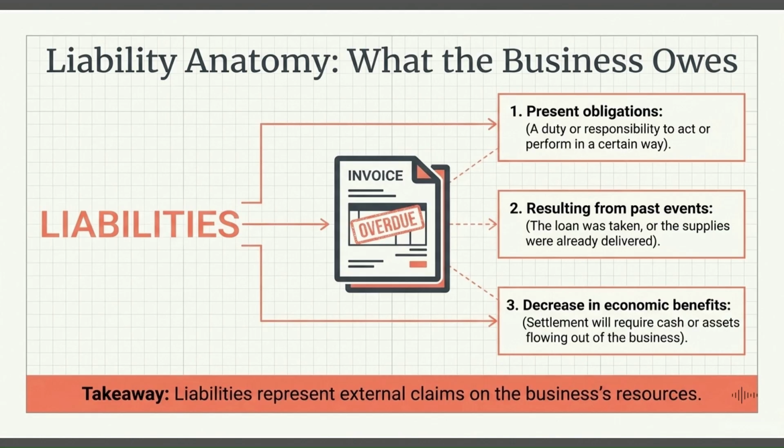The second, resulting from a past event. Again, the triggering event must already have happened. The loan has been advanced, for example. The supplies have been delivered. The staff have worked the shift. This is why an intention to borrow money next quarter creates no liability today. And it is why a signed contract for a service that has not yet been performed by either party creates no liability either.